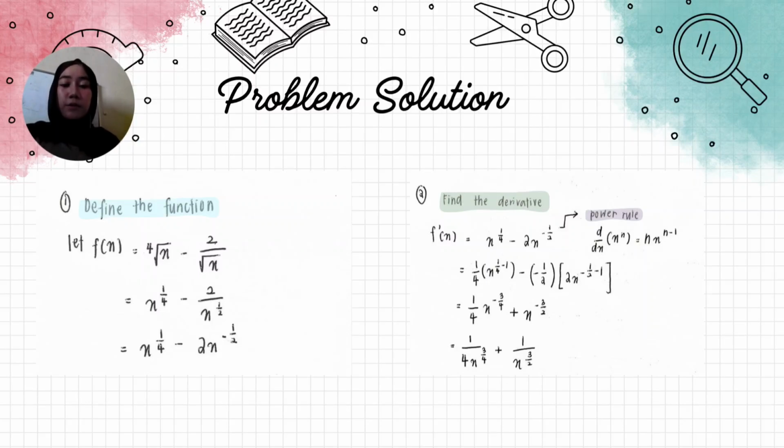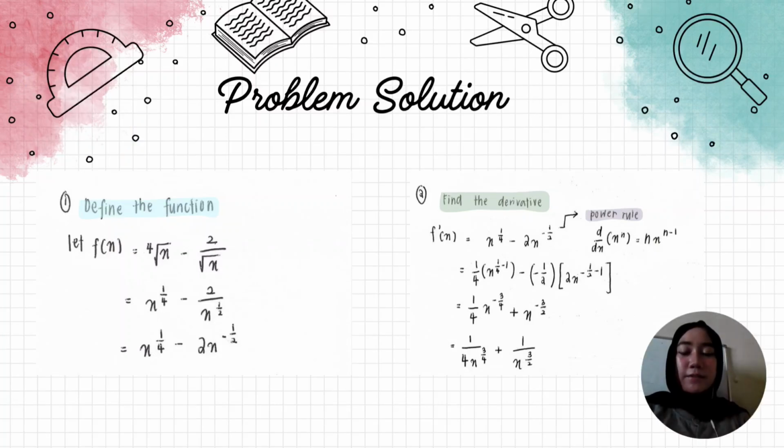To prepare this function for differentiation, we rewrite the radicals as fractional exponents using power laws. This gives us our working as f(x) equals x to the power of 1 over 4 minus 2x to the power of negative 1 over 2. As for step 2, we need to find the derivative f prime x, which gives us the rate of change for our approximation. By applying the power rule to each term, the first term becomes 1 over 4x to the power of negative 3 over 4, and the second term simplifies to positive x to the power of negative 3 over 2. Writing this back into standard fractional form gives us our derivative formula: f prime x equals 1 over 4x to the power of 3 over 4 plus 1 over x to the power of 3 over 2.